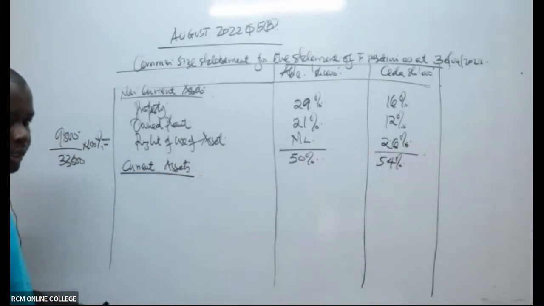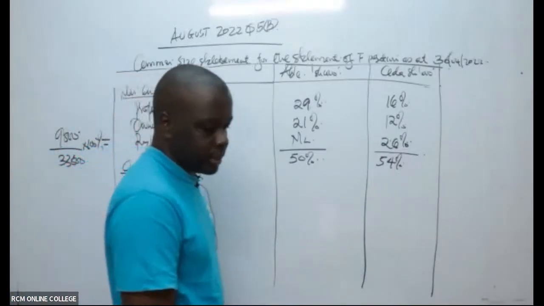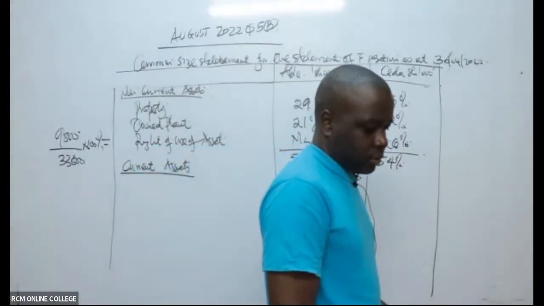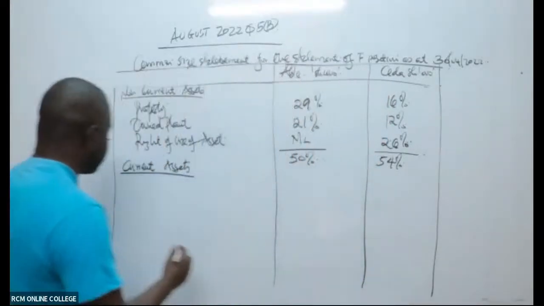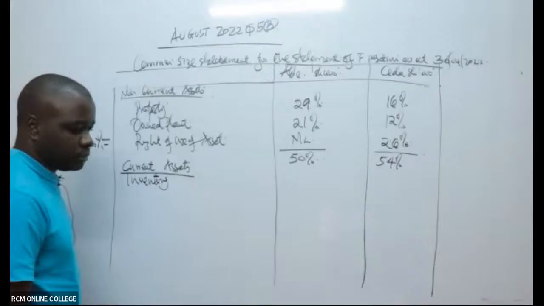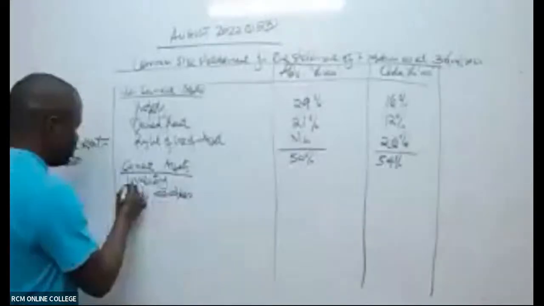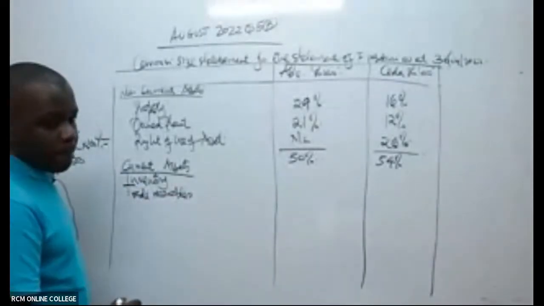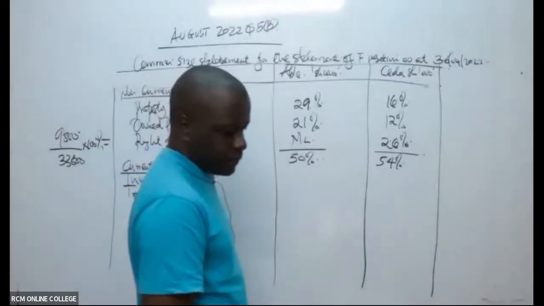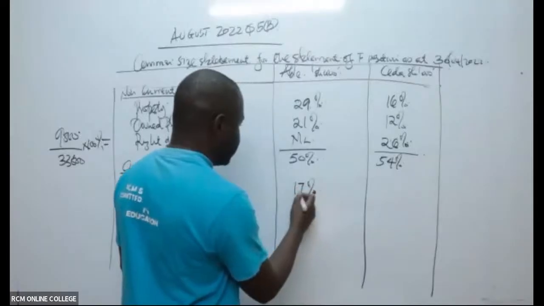Hope you've gotten the concept. So in the current assets, you have inventory. Inventory is which percent? Then you have trade receivables. Inventory is 16.7%, so you can do 17% if you round off to a whole figure.